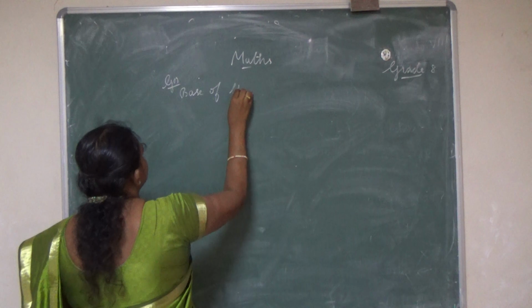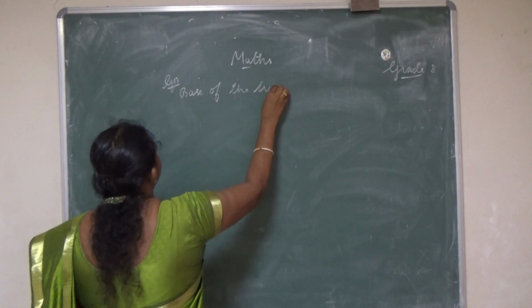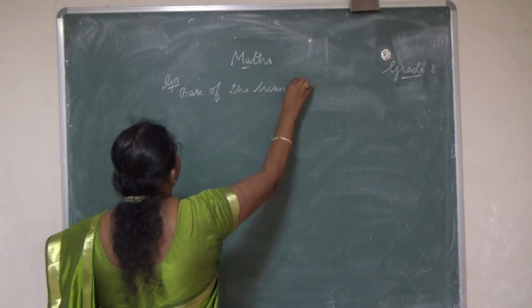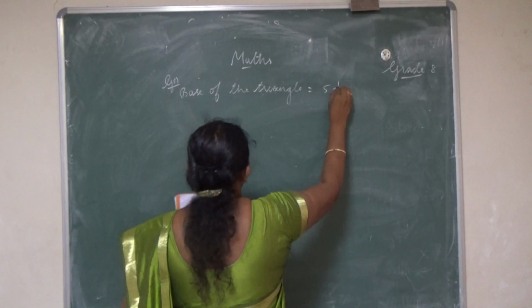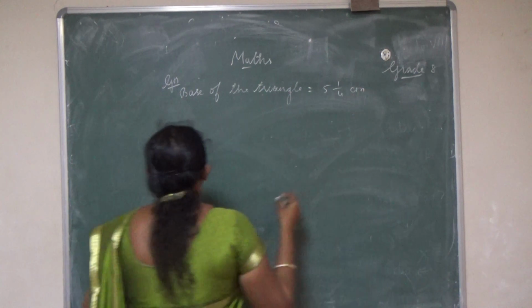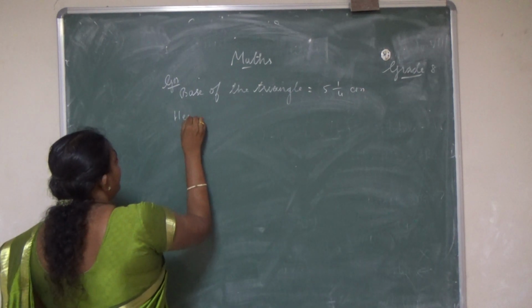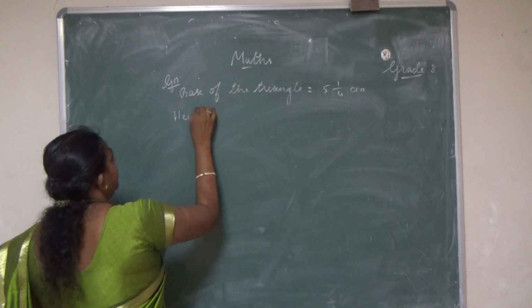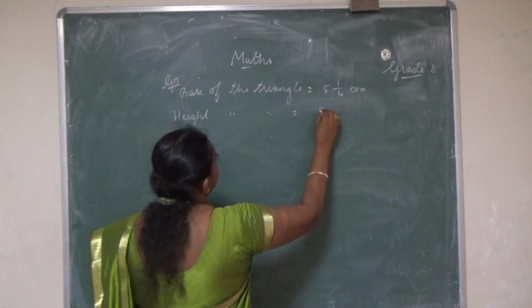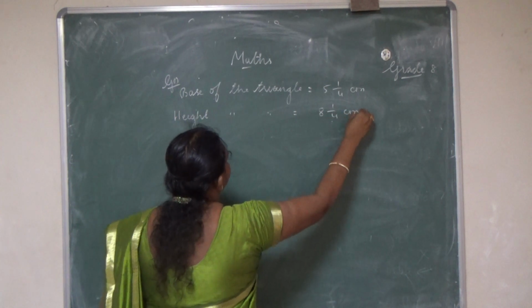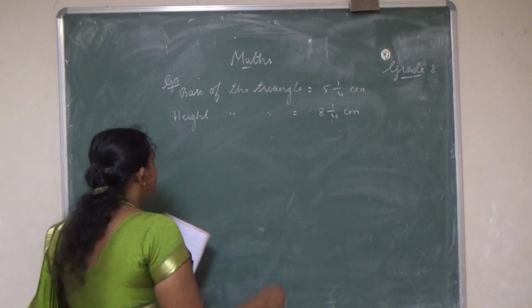So what is the base of the triangle? From this question we can get the base of the triangle as, open your mouth and tell me, 5 1 by 4 centimeter. Okay, next what is given? Height is given. Tell me, what is the height of the triangle? 8 1 by 4 centimeter. Good.